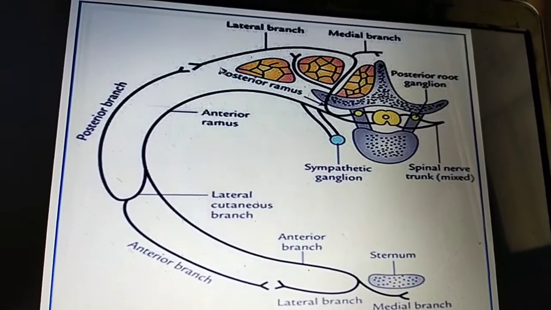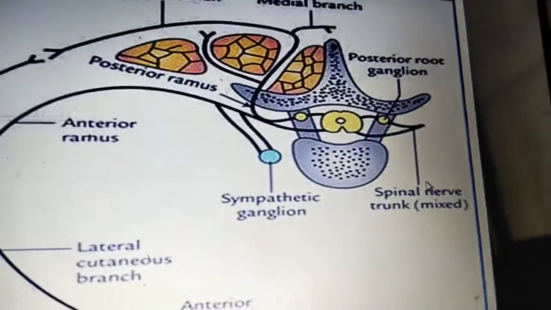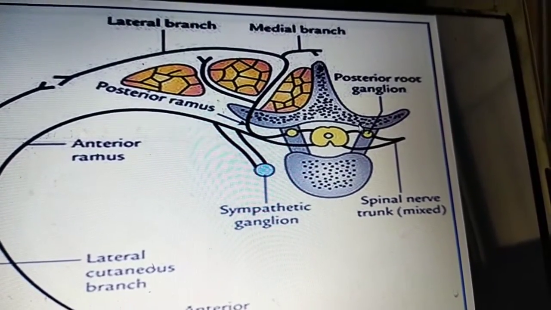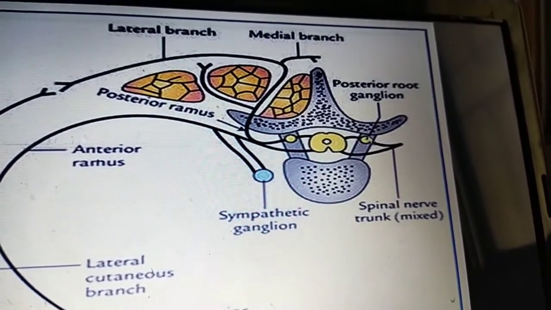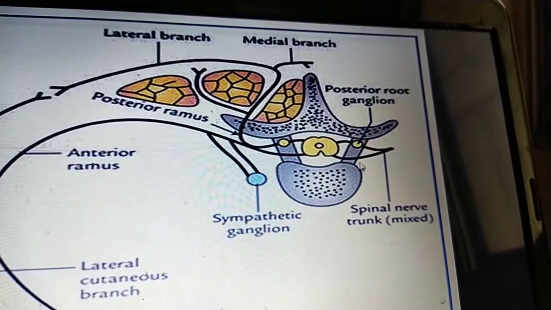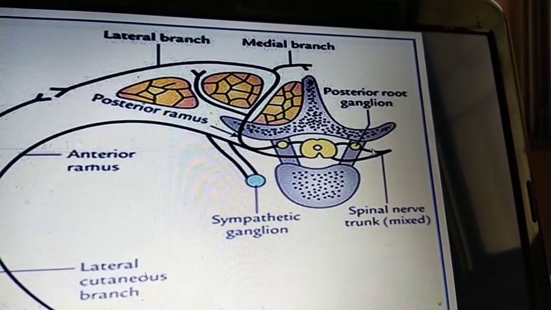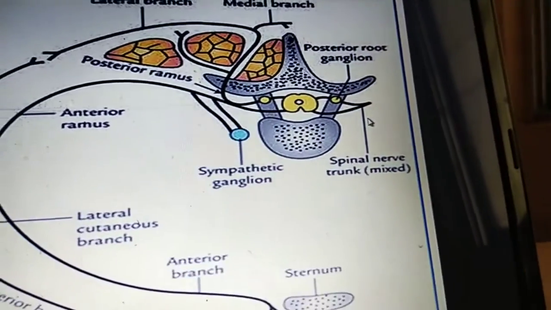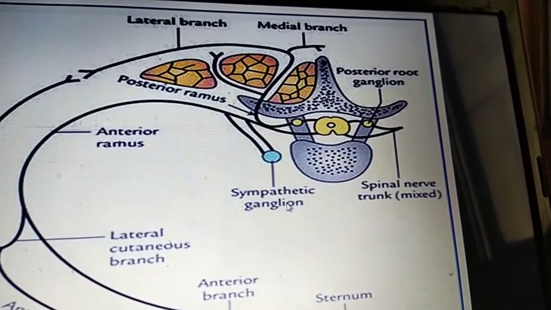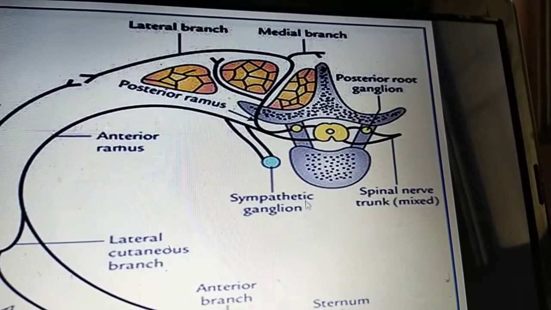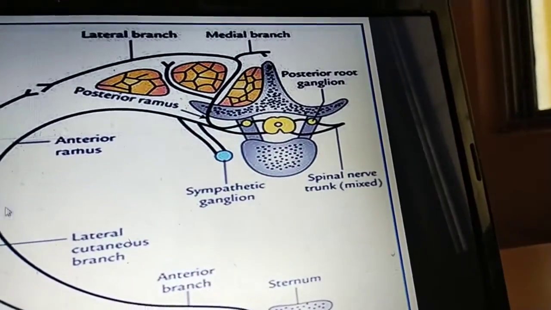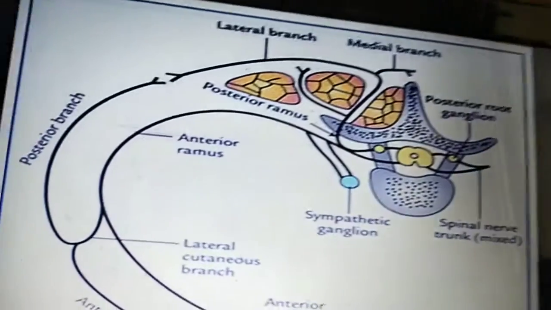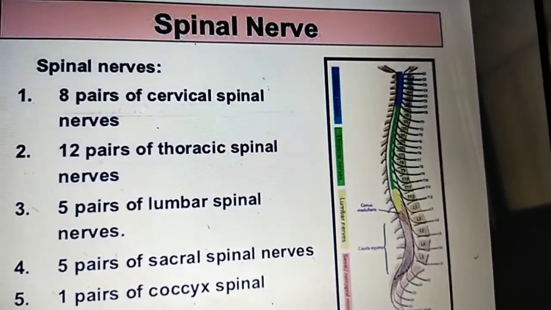Like that, nerve, spinal nerve. You can see here, this is the posterior root ganglion, meaning the dilated part of the ganglion, and this joins anterior and posterior and forms the spinal nerve trunk. And that spinal nerve trunk further gives branches and forms the sympathetic ganglions, and further from the anterior ramus, then lateral cutaneous branches, anterior branches, like that you can see.